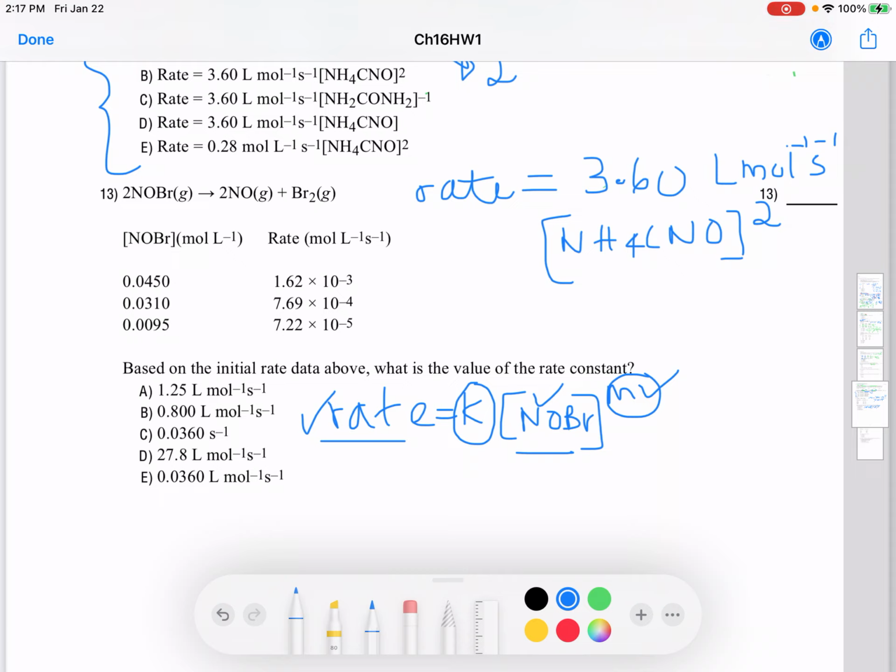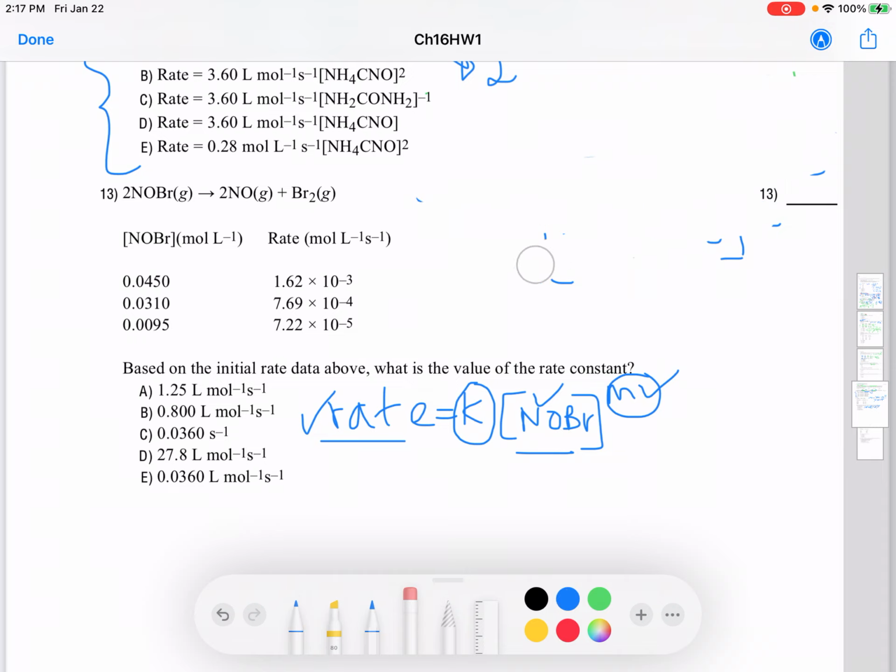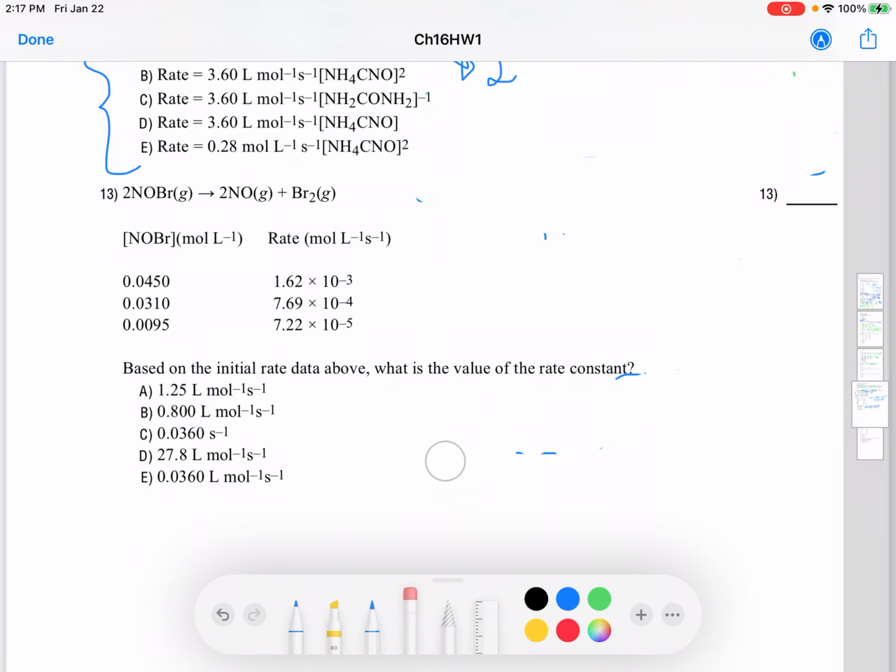So to find out the order, just like we did before for our previous experiments, we have to use 2 experiments and divide them to find the order of the reaction with respect to NOBr. So let's try to do that. We can use any 2 of these. Let's do experiments 1 and 2, these 2. Okay, rate 1 over rate 2.